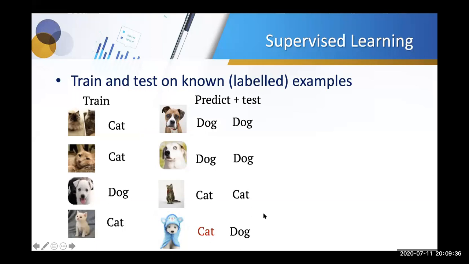So this is supervised learning, which means we have the supervision, we have access to labeled data, and we use that labeled data in order to create a model, in order to teach the machine to predict the future, okay?